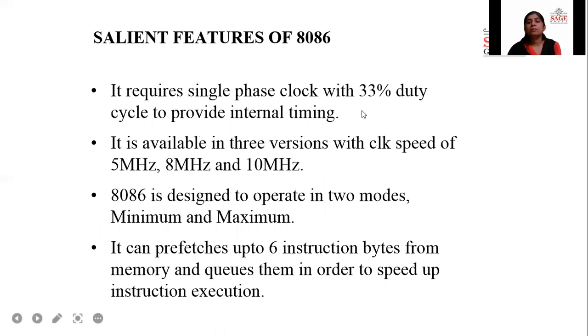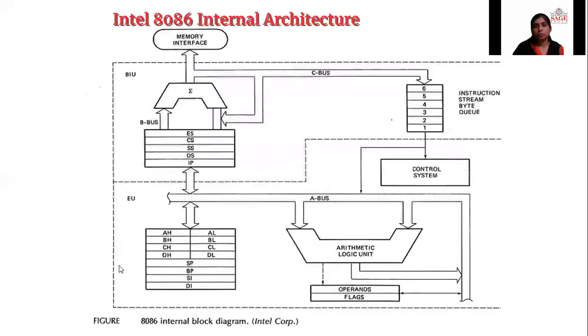It requires a single-phase clock with 33% duty cycle to provide internal timings. As we have already discussed, it is designed in two modes, minimum mode and maximum mode, and it prefetches 6 instruction bytes from memory into a queue in order to speed up instruction execution. So these are the salient features of the 8086 microprocessor.